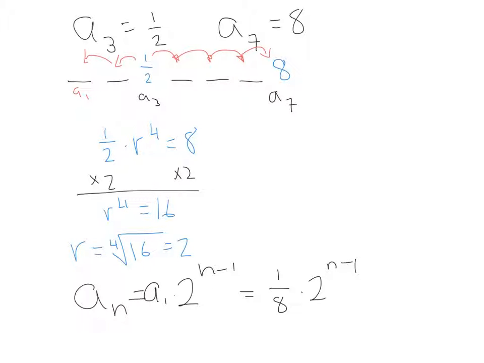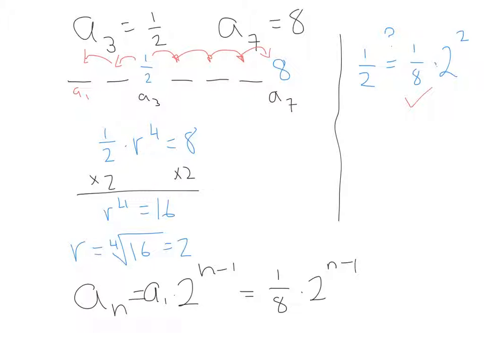Now what we should do is double check that if we plug in 3 for n, we get that our third term is 1/2, and if we plug in 7 for n, we get that our seventh term is 8. So let's double check that. For our third term, we're going to get 1/2. Let's check and see that we get 1/2. So it's going to be 1/8 times 2 to the 3 minus 1. So 2 to the 3 minus 1 is 2 squared. And 4 times 1/8 is 1/2. So in fact, that does get us the third term.